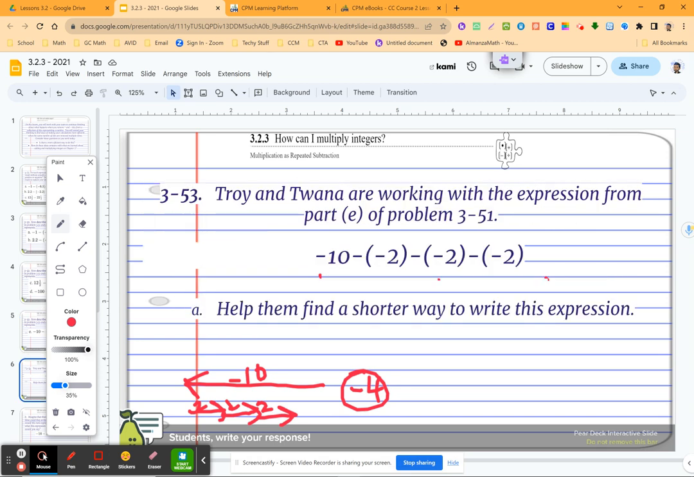So in the next slide, we're working on the same problem, and it says, how can we find a shorter way to write this expression? If we're taking away 3 groups of negative 2, we can just write that as negative 10, take away 3 groups of negative 2. Because we're taking away 1 group of negative 2, taking away 2 groups of negative 2, and taking away 3 groups of negative 2. So we can use multiplication in this case, just like we did with addition, except in this case we're taking away. So we have negative 10, take away 3 groups of negative 2.